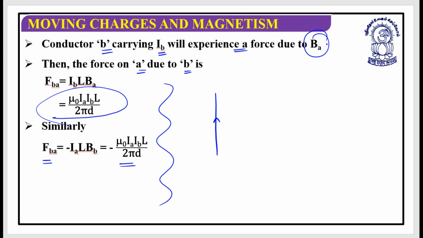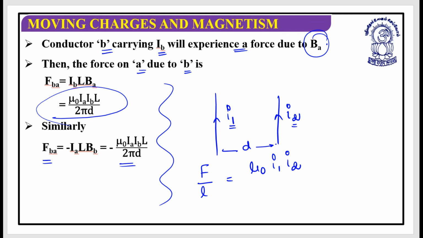Look at this. Let's suppose we have a generalized form of it. It's an I1, it's an I2. If these two are there and they have current flowing through them, I1 and I2, then the force per unit length could be written as mu naught into I1 into I2, and let's assume they are separated by distance d, divided by 2 pi d. This is the generalized formula that you need to remember.